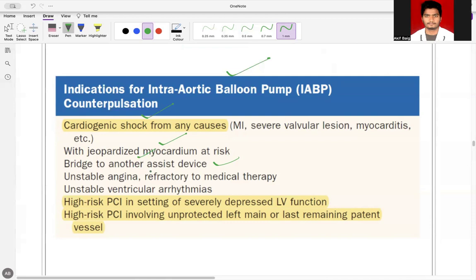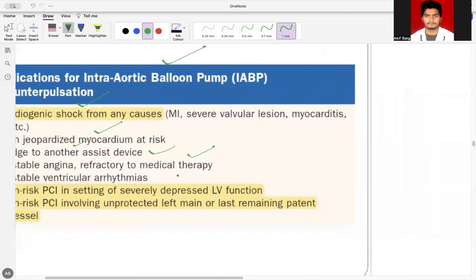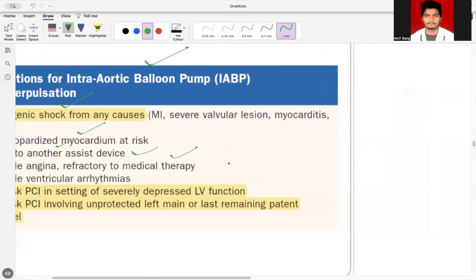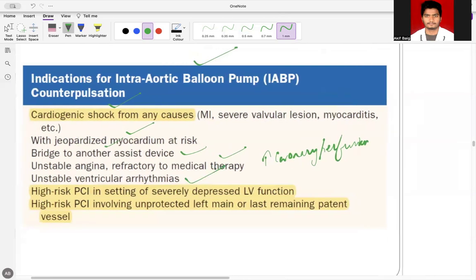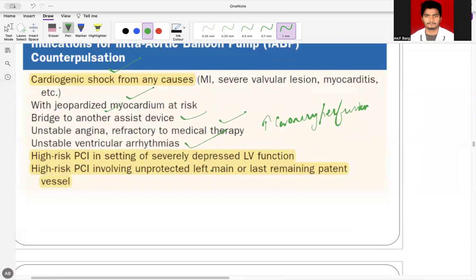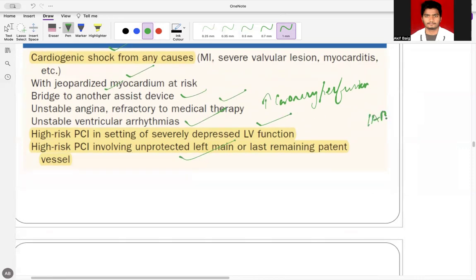Suppose the patient has unstable angina which is refractory to medical therapy. The pain is not subsiding, and as we know IABP increases coronary perfusion, so it can be used to relieve the angina as well. Also, patients with unstable ventricular arrhythmias, because it increases coronary perfusion and decreases the load on the heart. Also, high risk PCI in the setting of severely depressed LV function, and high risk PCI involving unprotected left main. In all these patients you can use IABP.